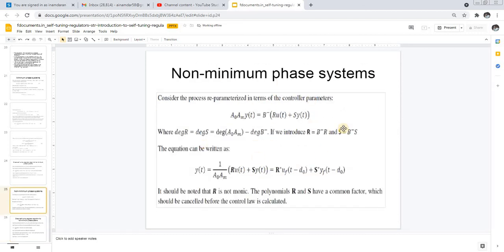So this is just the introductory part. Minimum phase is required for the examination. Non-minimum phase is not that important from the examination point of view. We just go through the basic information of this technique.